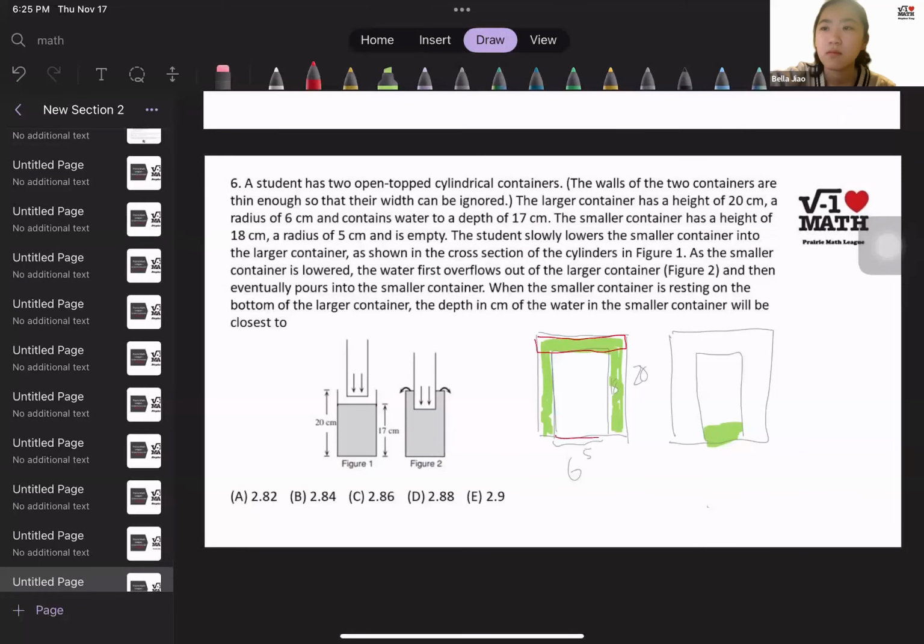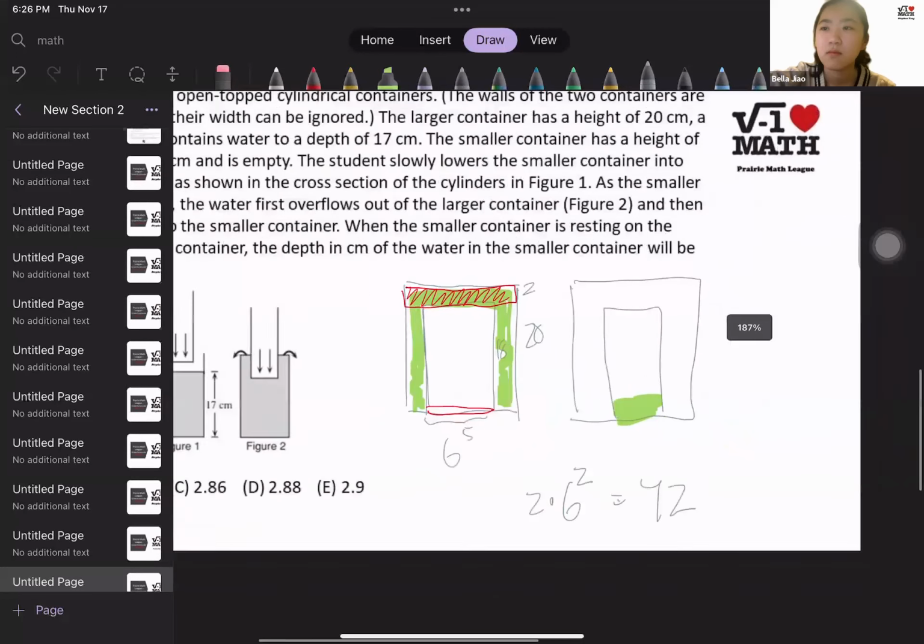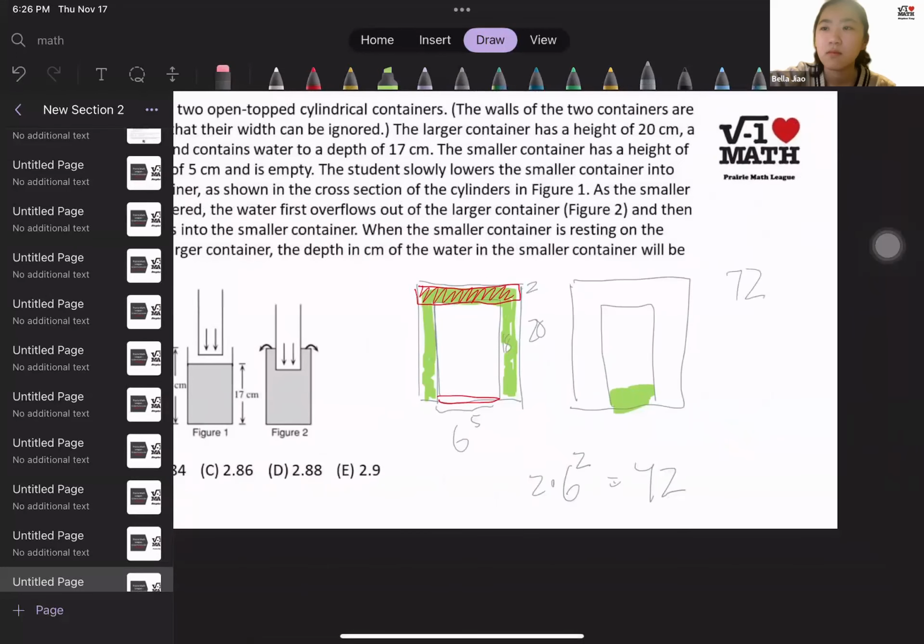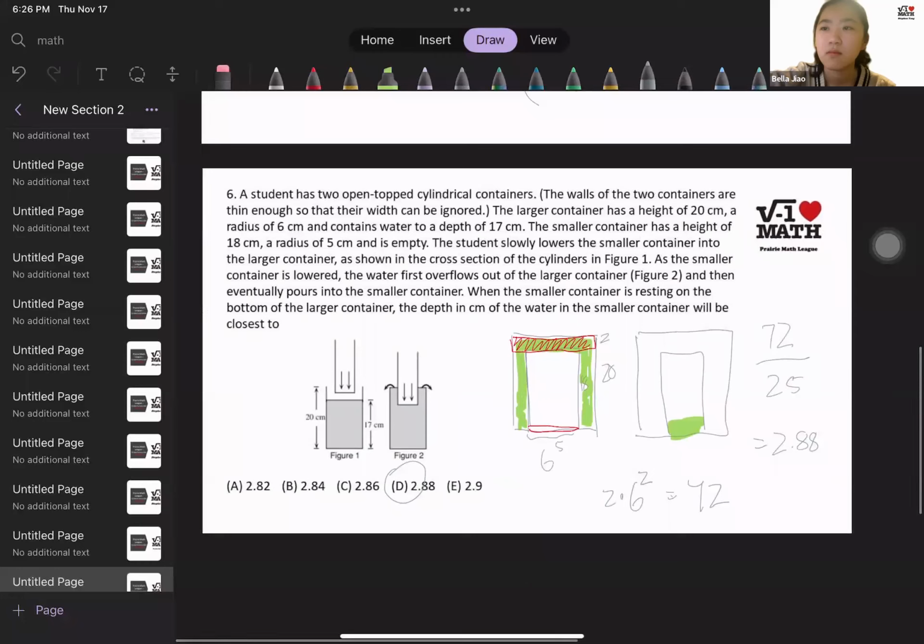divided by the base of this container. So the amount of water here, right? The amount that's over the brim of this smaller container would just be 2, because the height is 20 minus 18. It'll be 2 times 6 squared. So that's the height times the base, which is equal to 72. But then we divide 72 by the base of the smaller container, which is just 25, which is equal to 2.88. And that is the answer.